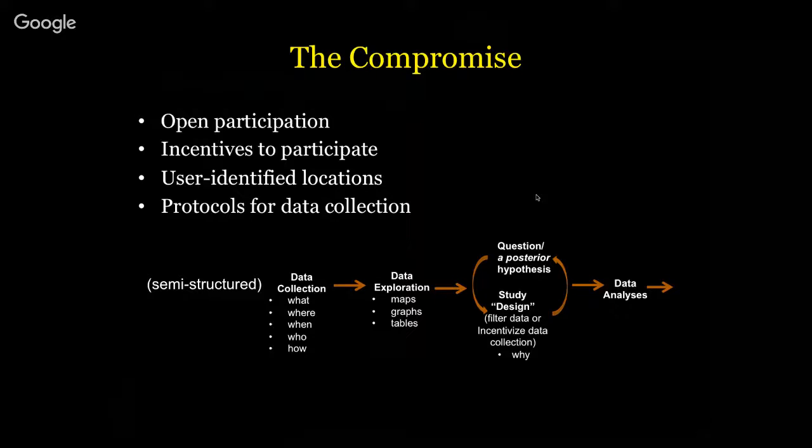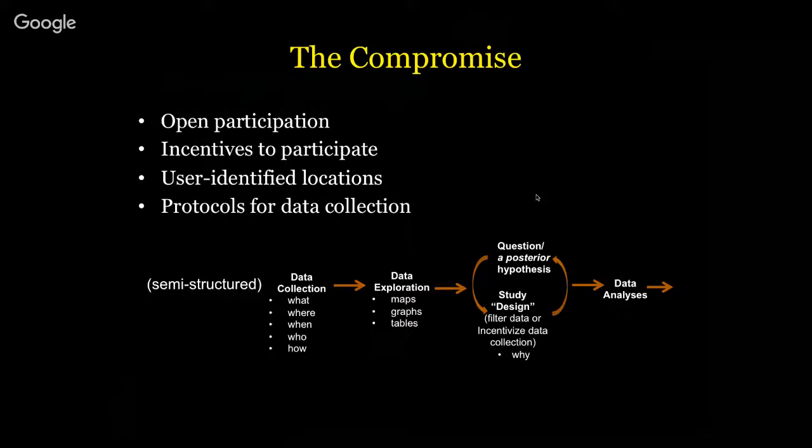So what we're focusing on now is the compromise. We want to be able to collect data that we can get as much inference out of as possible. Our goals are really to try to look at the status and trends of populations over time. But we want to have open participation. We want to collect lots of data. So we need to incentivize participation in the projects.